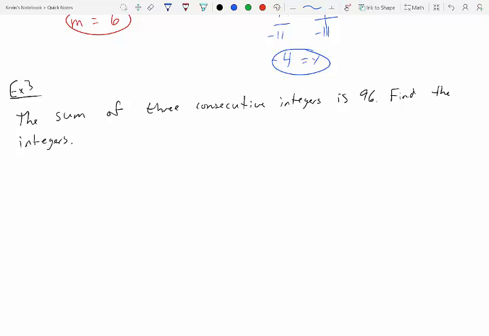The sum of 3 consecutive integers is 96. Find the integers. So first, let's understand the problem. 3 consecutive integers. Consecutive means one right after the other, so something like 2, 3, and 4 would be 3 consecutive integers. An integer is any number that's not a decimal or a fraction. So if we look now, we need 3 consecutive integers. We don't know what they are, so I'm going to say let x be my first integer.